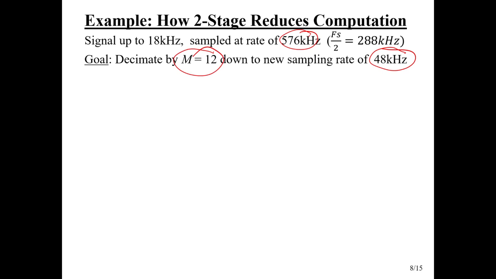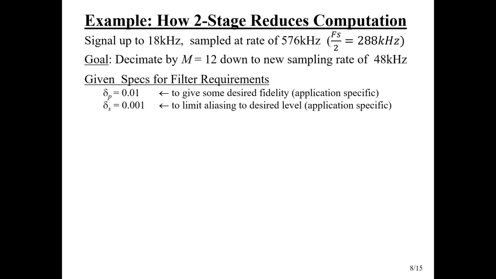And if you also look, you'll see that half of that is 24, so that's well above our 18 kilohertz. So we really could decimate a little bit farther, but I just kept things simple here, so we end up with some nice, easy numbers to think about. And also a decimation factor that is nicely factorable into integers. All right, so let's just pick some specs here.